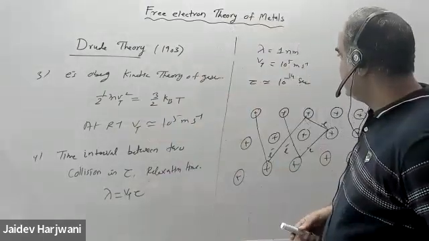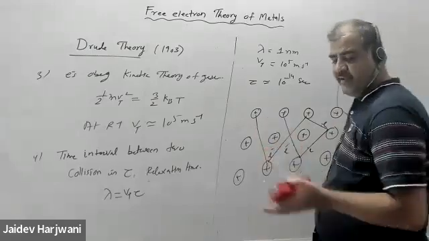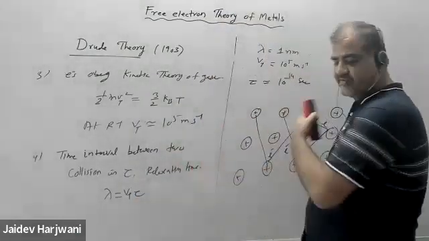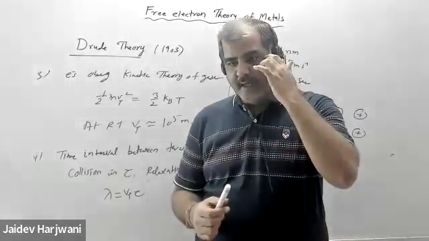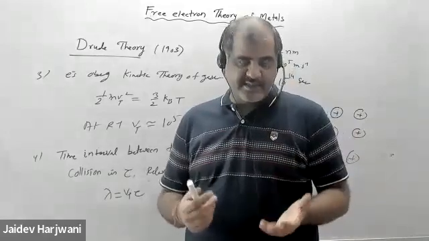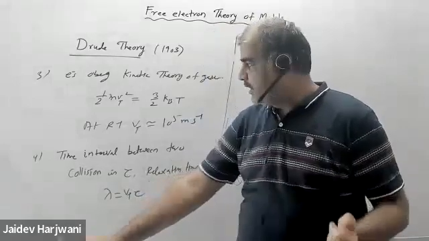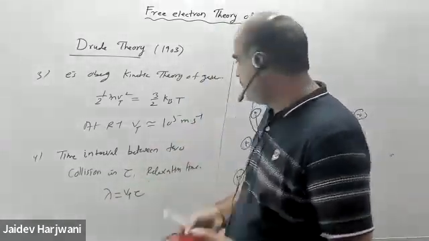So now what happens when we apply an electric field? When we apply an electric field, these electrons move in a certain direction with some speed. That speed is called the drift velocity. Now if I want to calculate the current, I should know how many free electrons there are in the metal. So how do we calculate the free electron density in the metal? Can anyone tell?